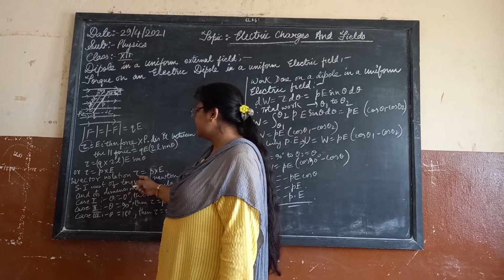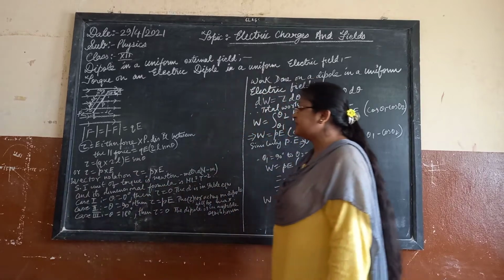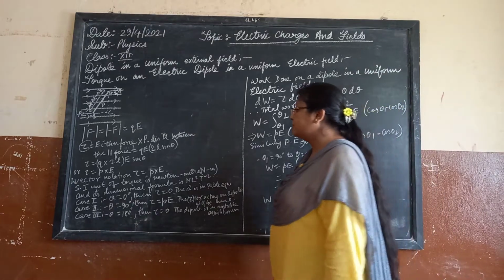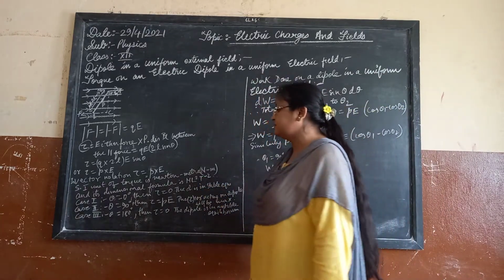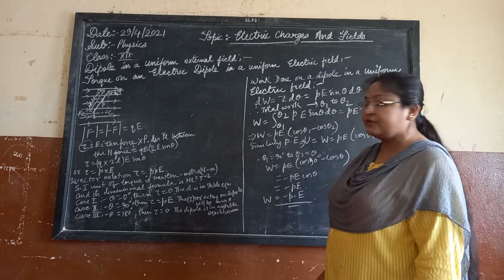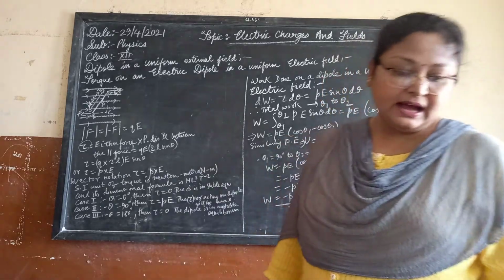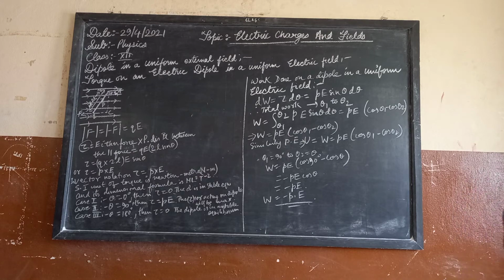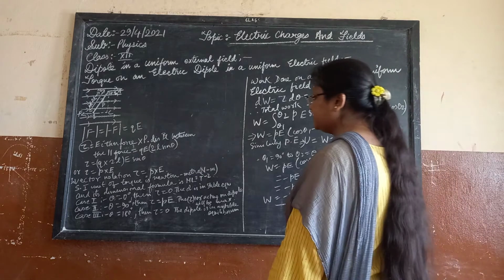Now in vector notation, torque is equal to P cross E. The SI unit of torque is Newton meter, and its dimensional formula is M L square T raised to minus 2. We have cases for this particular thing. First case: if theta is equal to 0 degree, then tau will be equal to 0 itself.